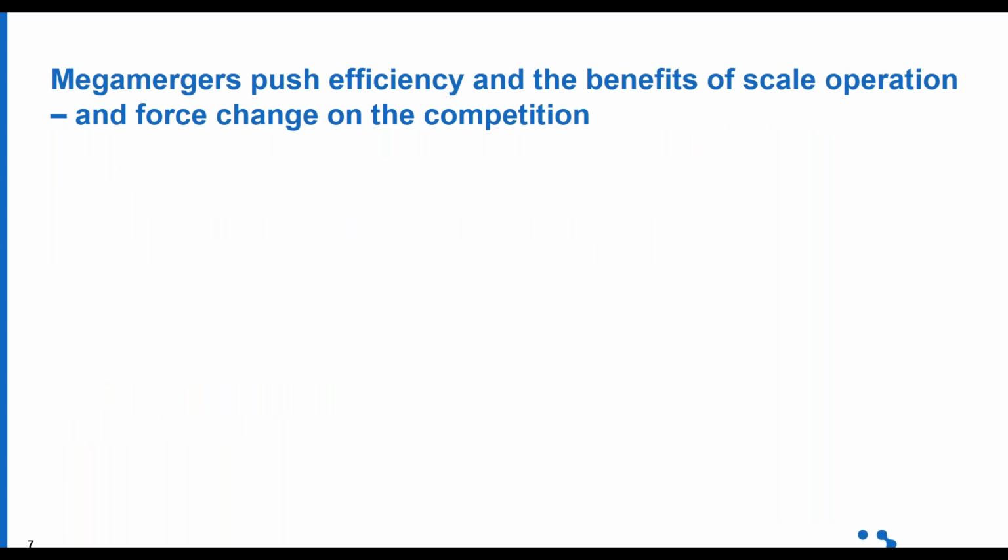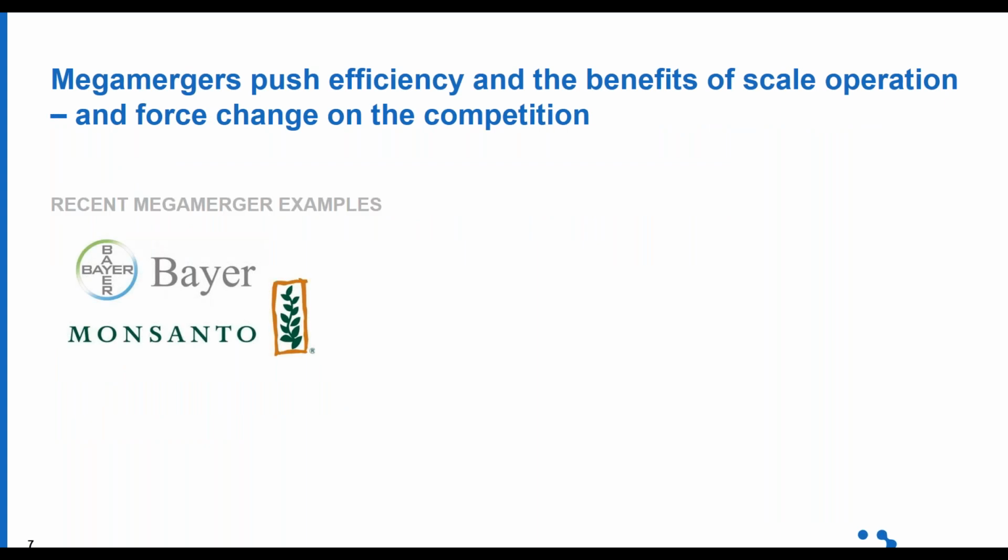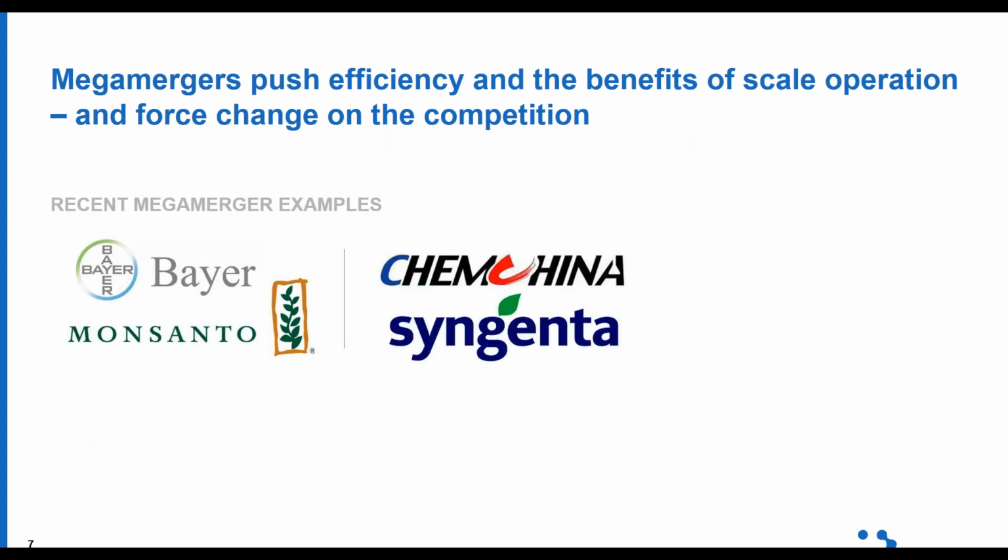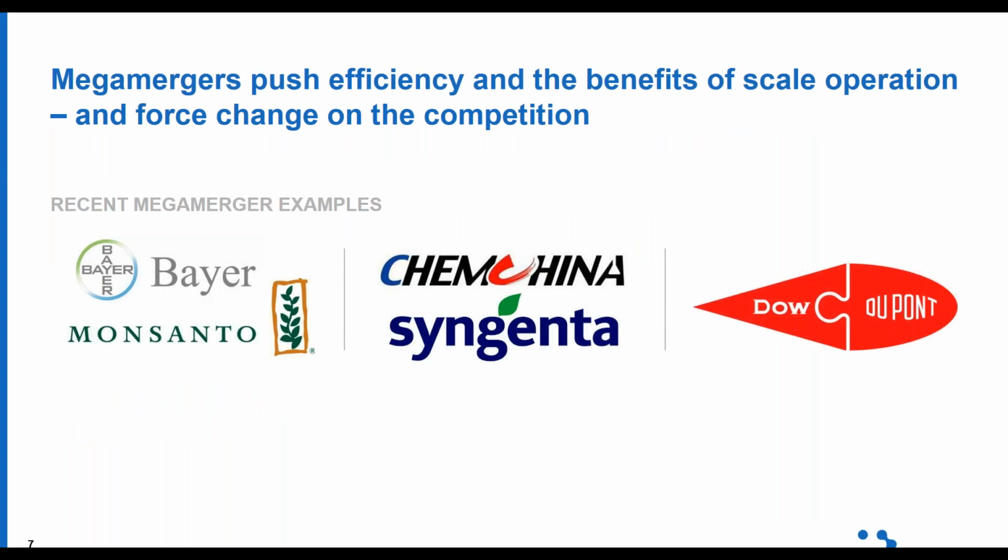Secondly, we're really seeing a pickup in mega mergers, large groups joining together, whether it's Bayer Monsanto, ChemChina Syngenta, or Dow DuPont. These super companies have serious levels of scale, and this allows them to operate very efficiently. If you're on the outside looking in, you need a way to be able to compete with those benefits of scale.